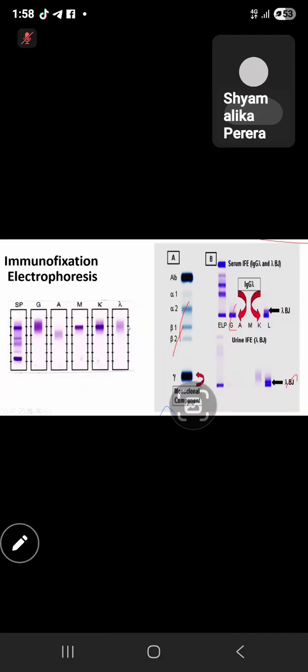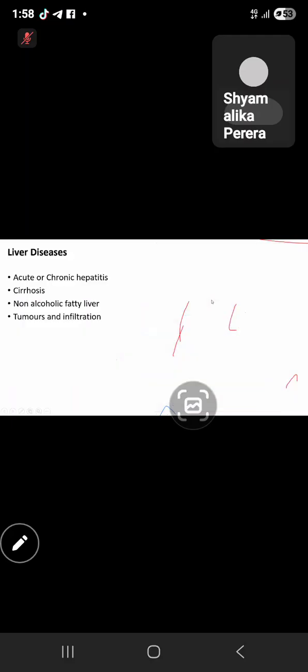Immunofixation is especially helpful to identify multiple myeloma bands. That means whether this is IgA, lambda, or kappa. You can easily classify the disease up to that level by using immunofixation electrophoresis. So those are the tests related to the liver function tests.